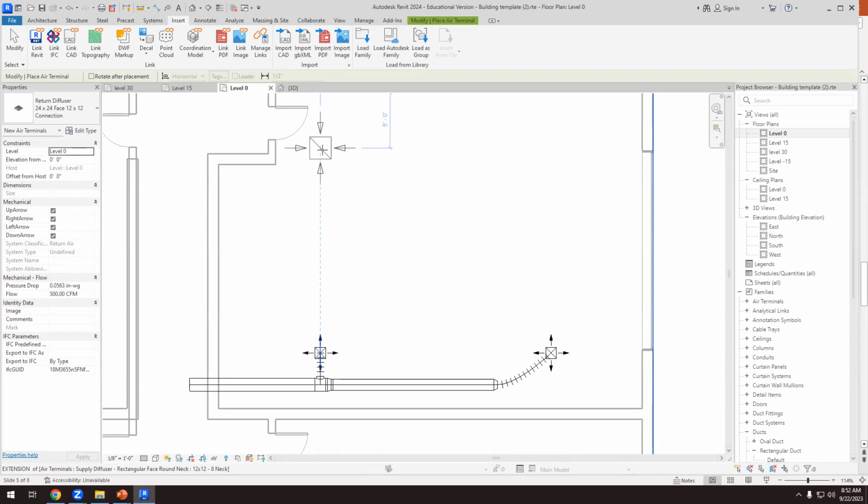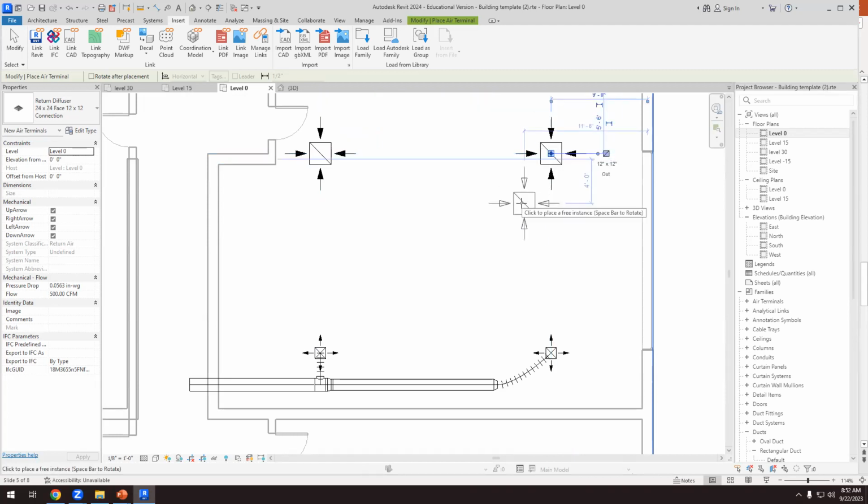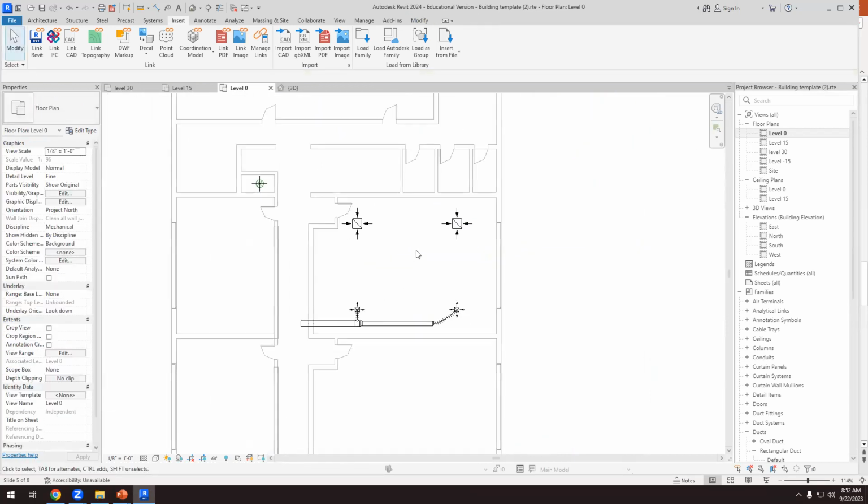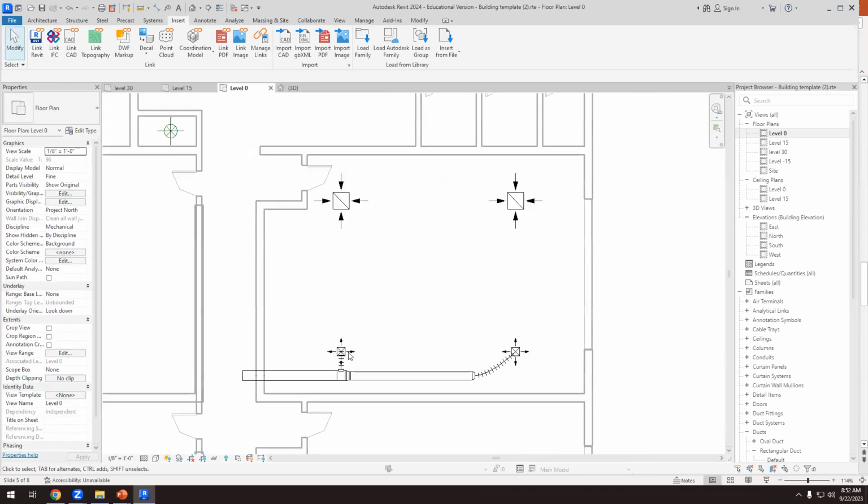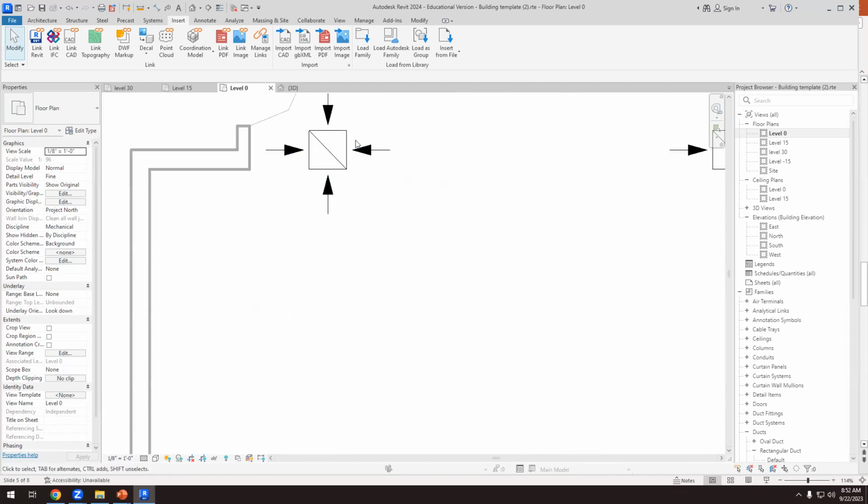So let's place it here and there. Why am I doing this? For the sake of symmetry, I'm lining up the return and supply diffusers. The only thing is that they have to be as far as possible. If the supply diffusers are here, the return diffusers should be on the other side of the room. You see that there's a difference, and this is the explanation.